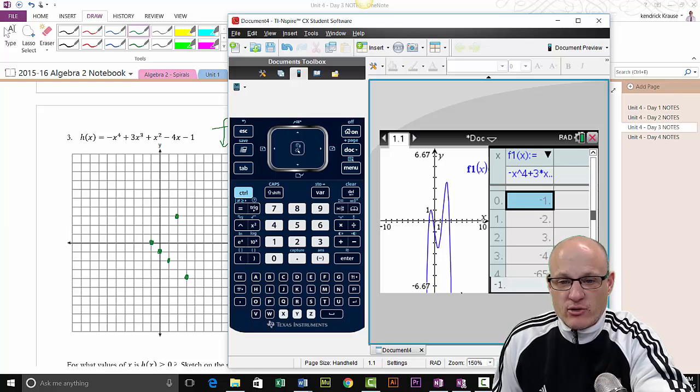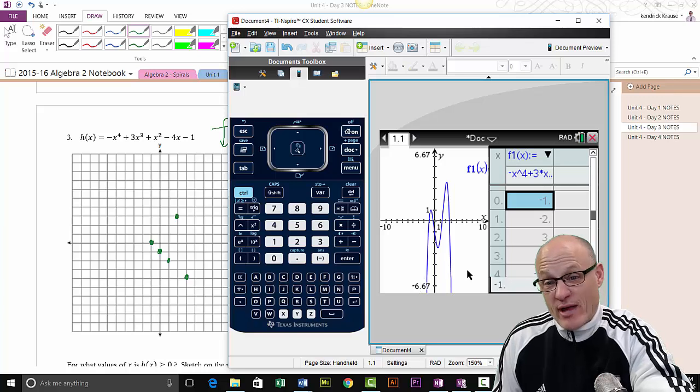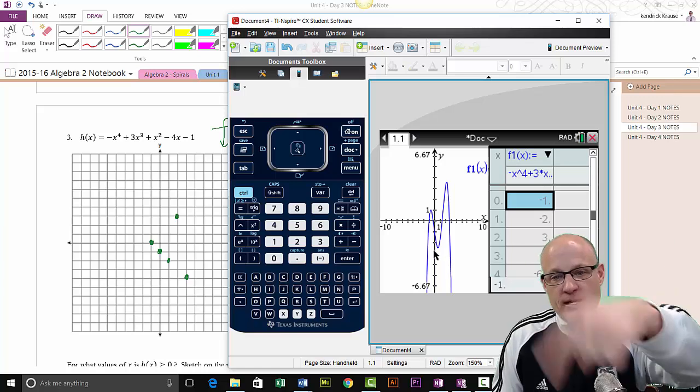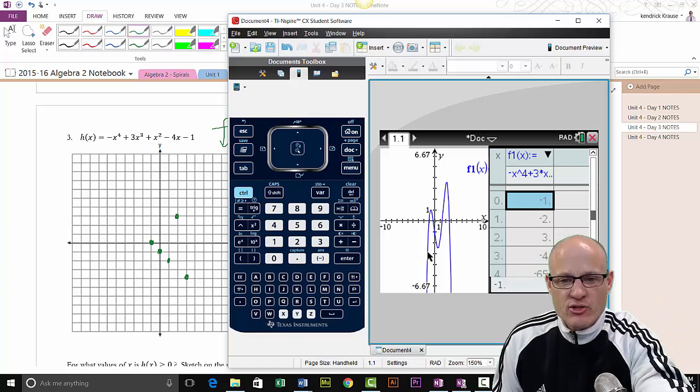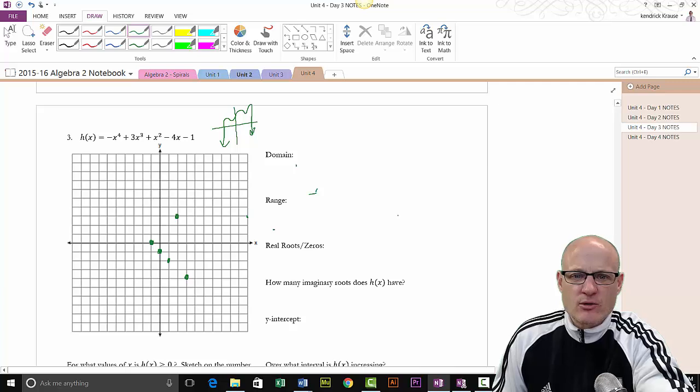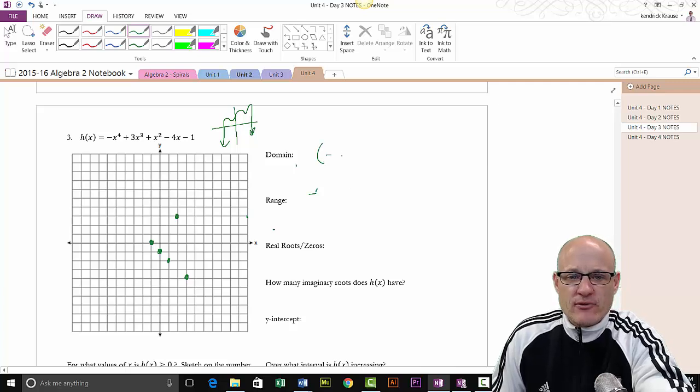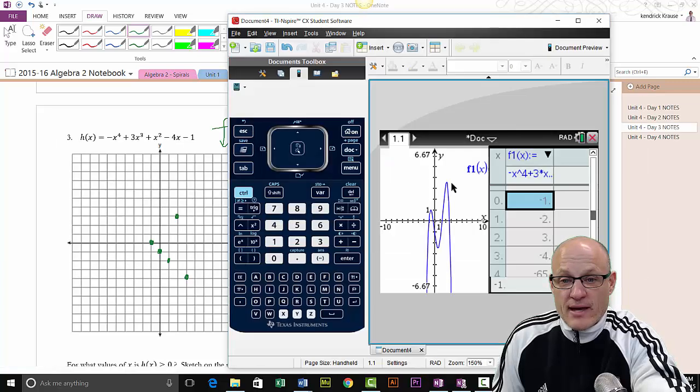Now, it's a relative min because it goes forever and ever down. So the absolute min is negative infinity. But this is a relative min. It is a minimum point on a graph. So we should really get an idea what those are. Domain, negative infinity to positive infinity. The range, though, we have to figure out what this maximum point is.